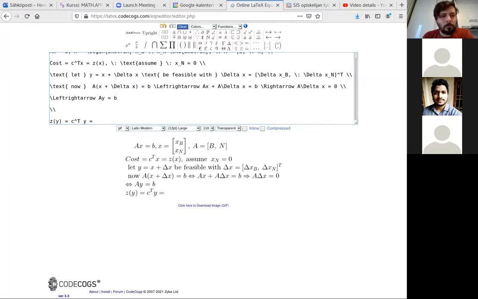Now, if we look at this, also we have that we can split this y, which is the x plus delta x, into two. We can write that as c transpose, and then we can write this as y b and y n, keeping in mind that that's right.